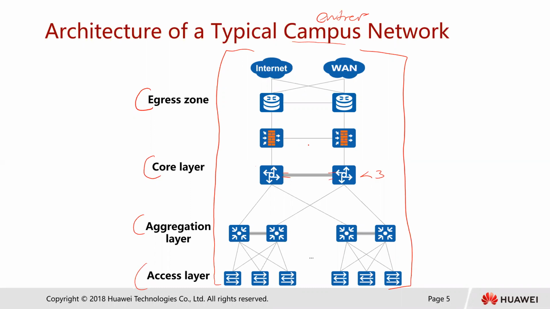So within each module, consideration must be given to the flexibility and scalability of the network structure. Generally, the hierarchical architecture is used, and like you see in this example, the network needs to provide access services to a large number of users.